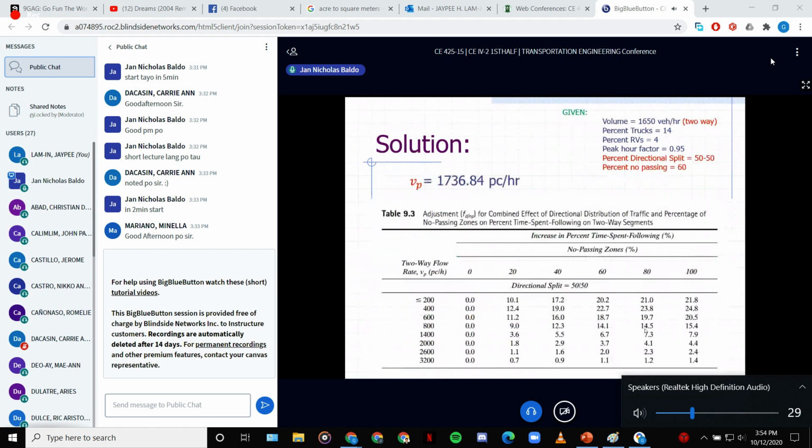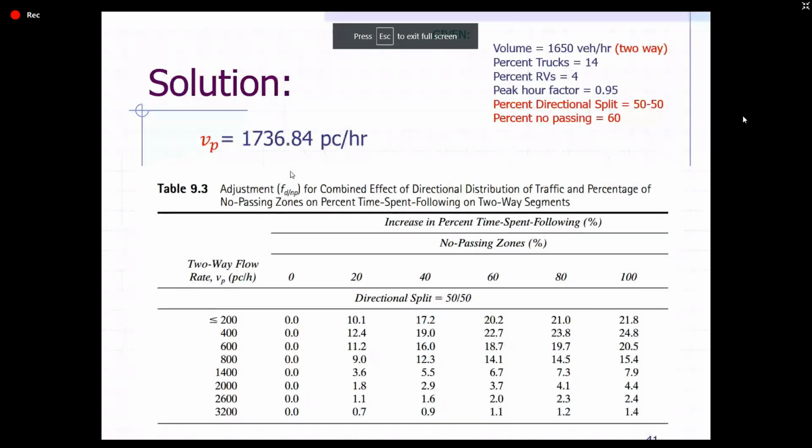So, in your table 9.3, yung hahanapin na dito is yung V sub P. So, ang gagamitin mo dito is yung actual value. Okay? So, that is your V sub P. Since we were able to determine your actual value, syempre, actual value na lahat yung gagamitin natin. So, using your V sub P, which is 1736, that is between 1,400 and 2,000.